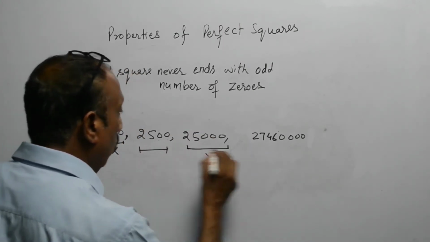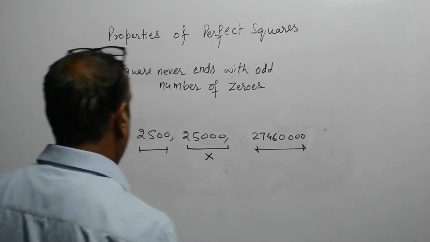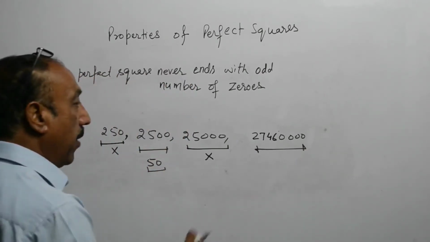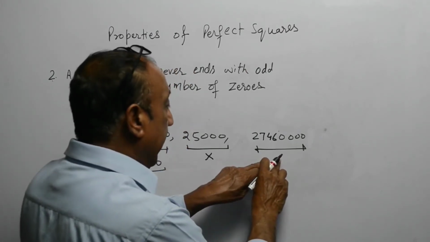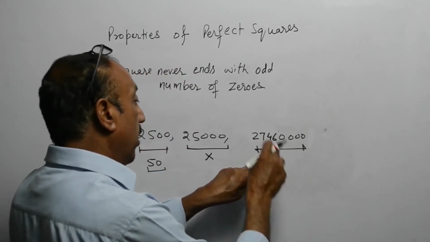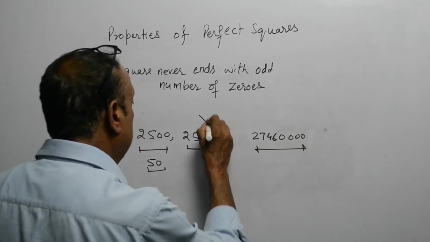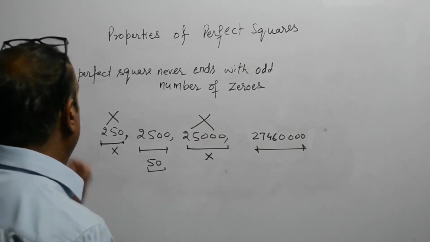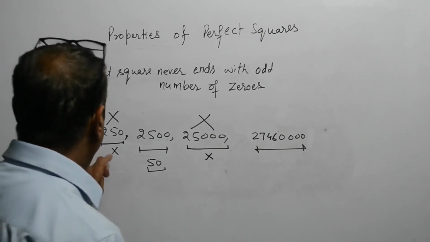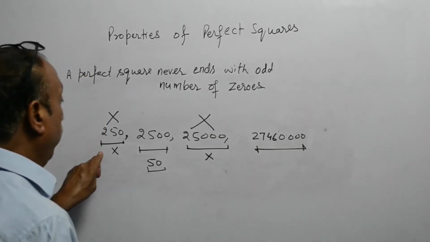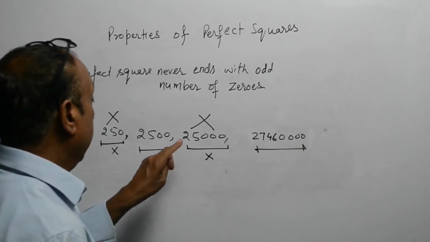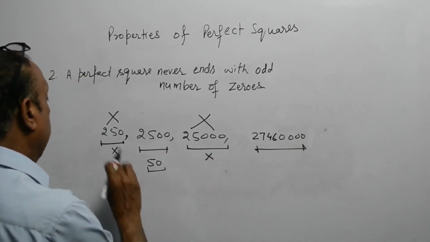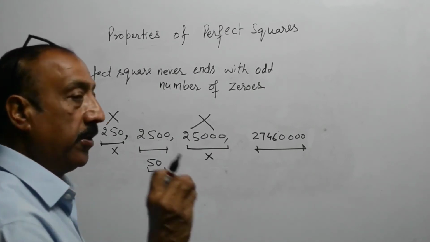These 2 numbers can be perfect squares. This is incidentally a perfect square of 50. About this number, we need to calculate whether it is a perfect square or not. But about these 2 numbers, we need not do any calculation. Without doing even a single calculation, we can say that 250 and 25,000 cannot be perfect squares because these 2 numbers are ending with an odd number of zeros.